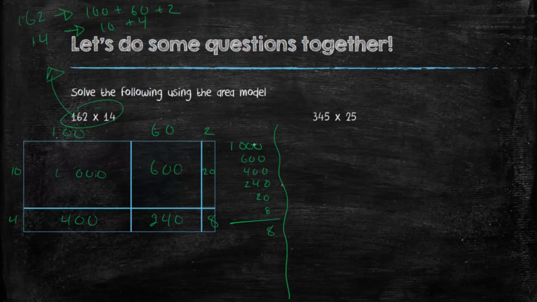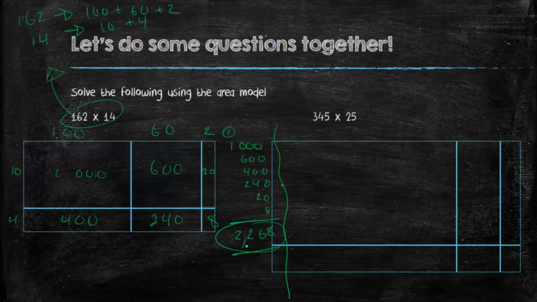We have an 8 here. We have a 6. This is 6. This is 600. So 6 plus 4 is 10 plus 2. That's 12. 2, carry the 1. 1 plus 1, 2. 2,268. That's the answer. Next question.